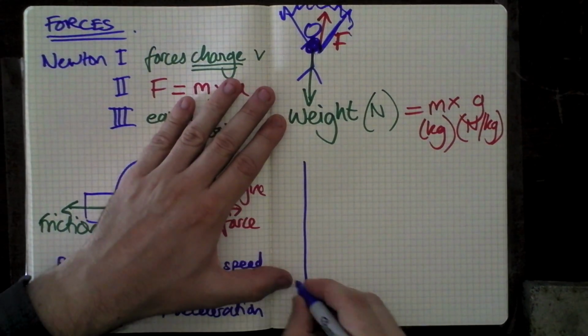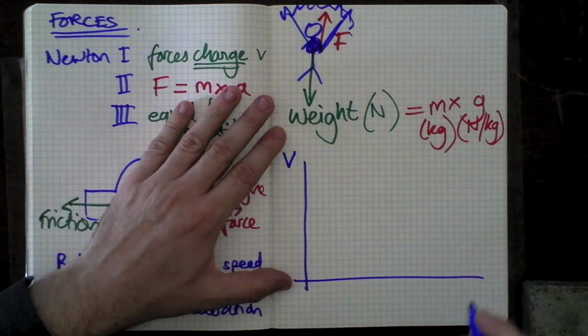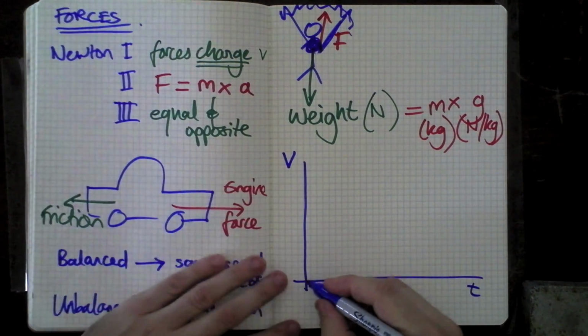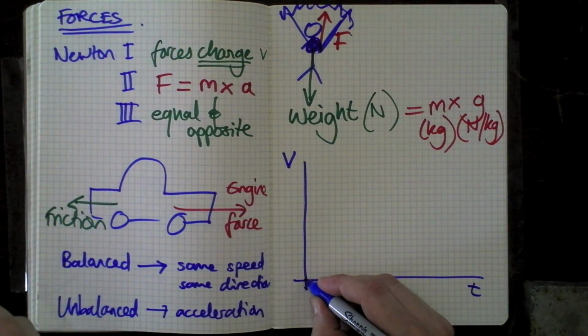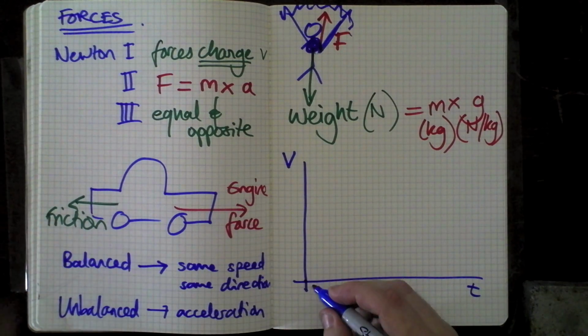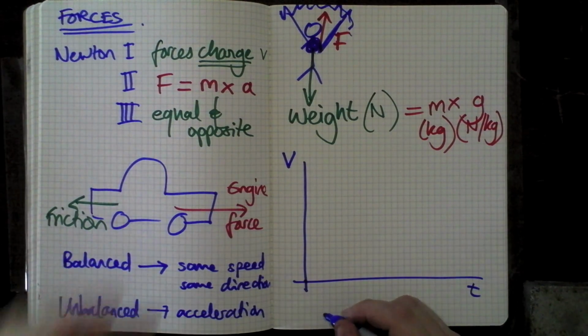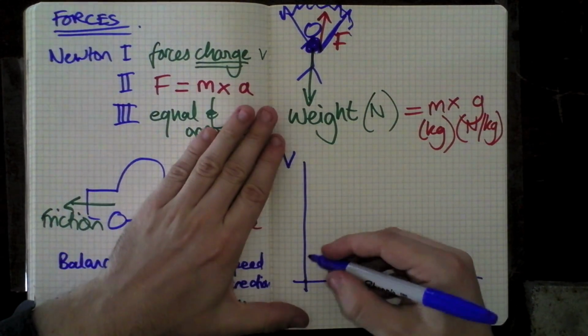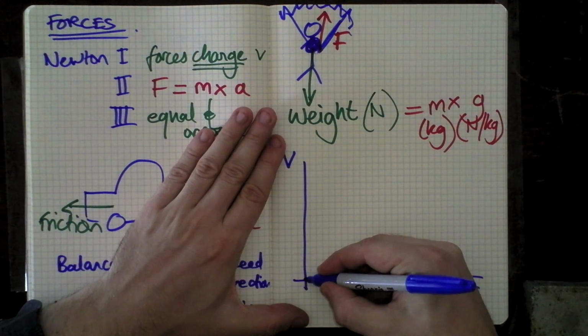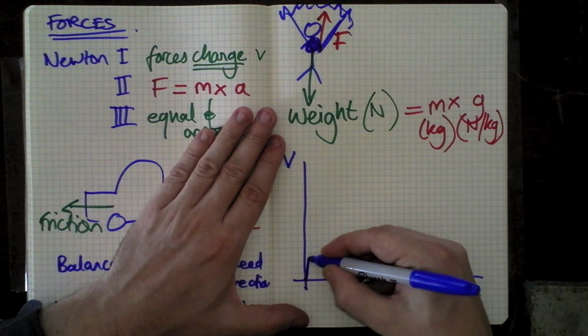So let's draw a velocity time graph of this parachuter. As he jumps out of the plane, his weight is the only force that really matters. There's very, very little friction because he's hardly moving. So he starts to accelerate, very unbalanced forces. So he starts to speed up.